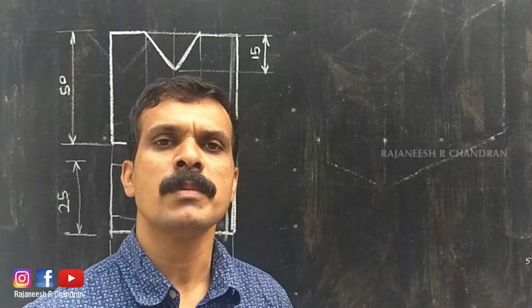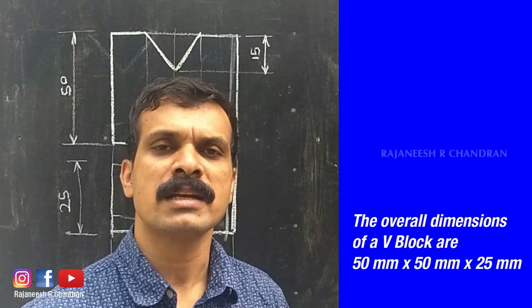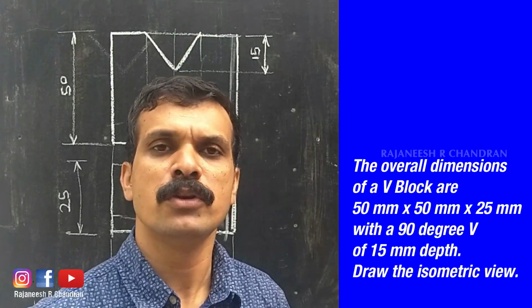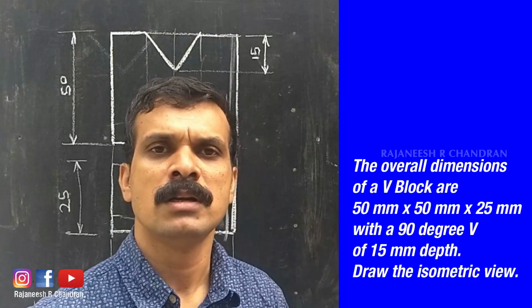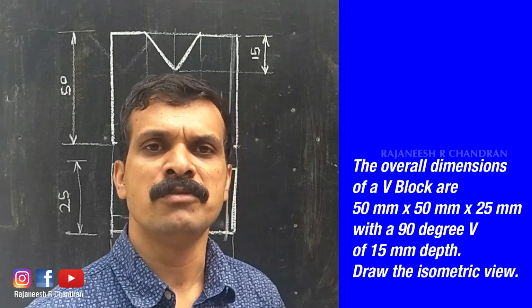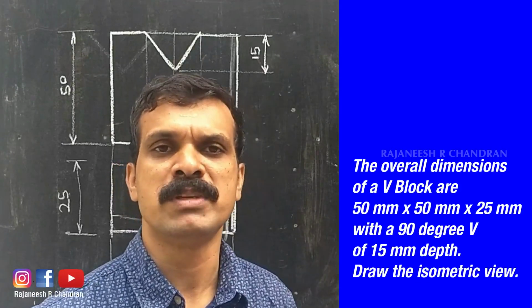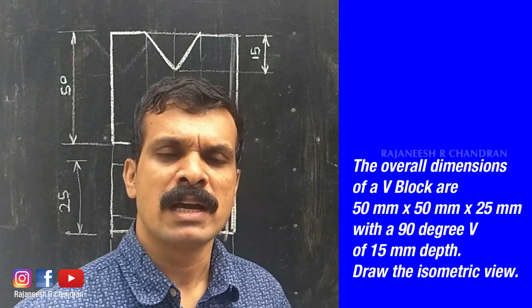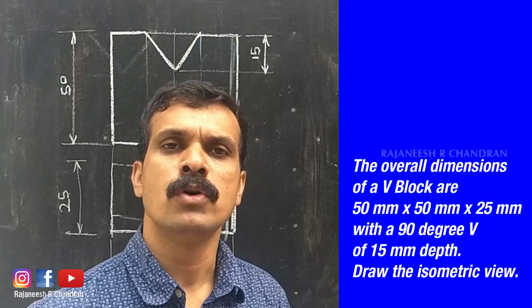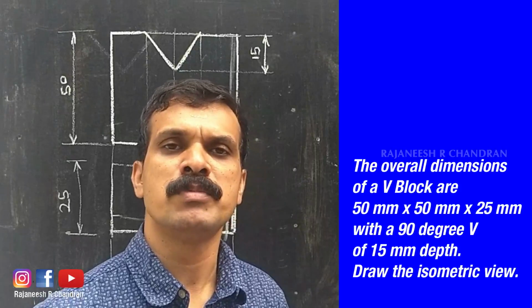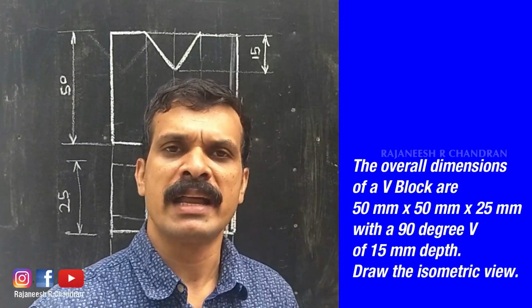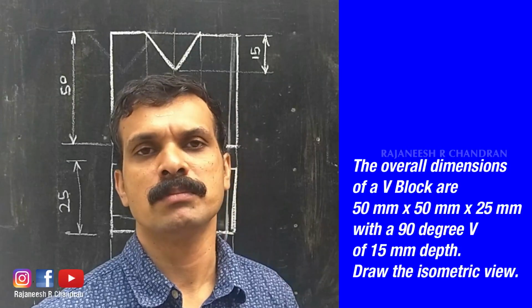So the problem is, construct the isometric view of a 50 into 50 into 25 V block with a 90 degree V at a depth of 15 mm. This is the question. You can see the question on your screen right now. Construct the isometric view of a 50 mm into 50 mm into 25 V block with a 90 degree V at a depth of 15 mm.